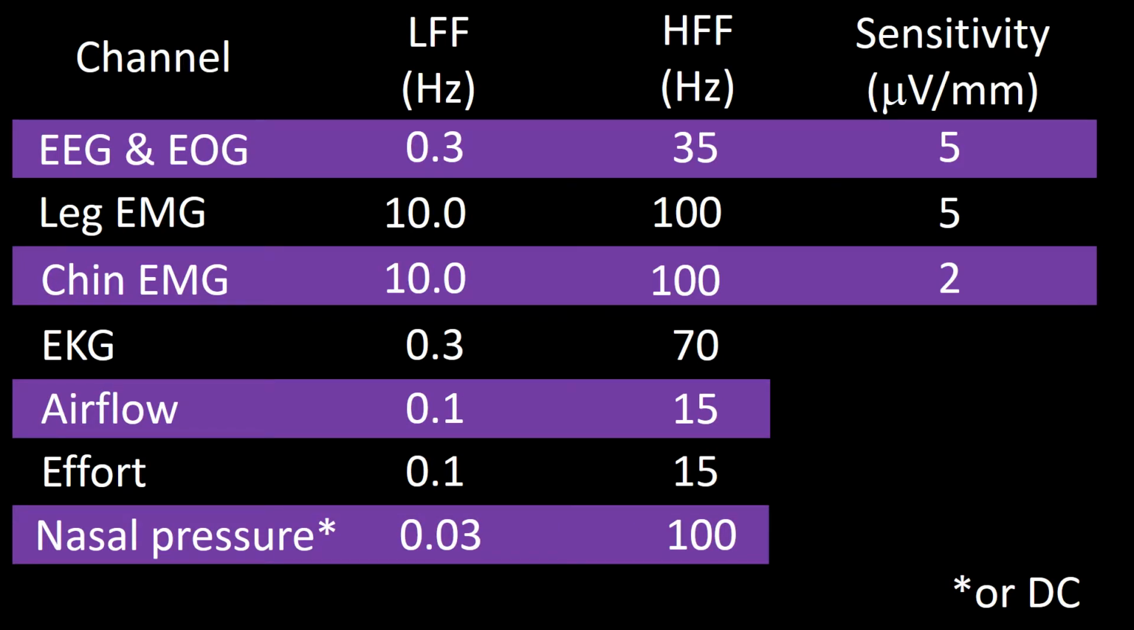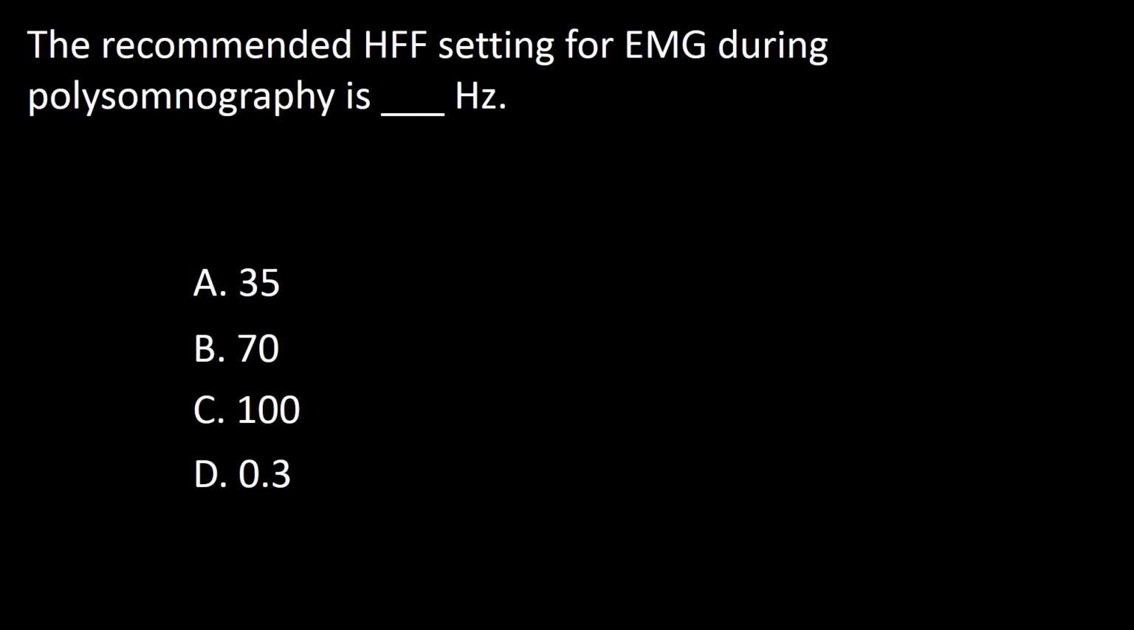Nasal pressure should be recorded using either direct current or alternating current with a low frequency filter of 0.03 and a high frequency filter of 100 Hz. Similar filters should be used for oxygen saturation. So the answer to this question is C.